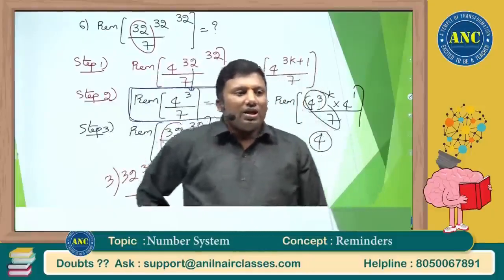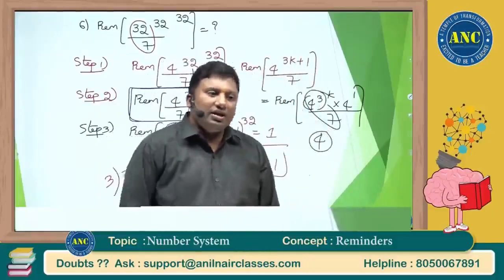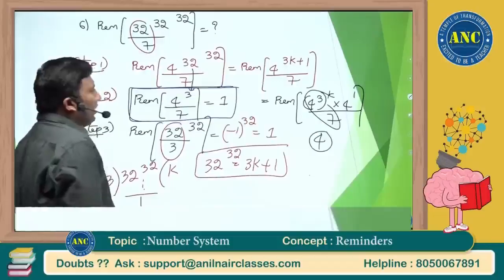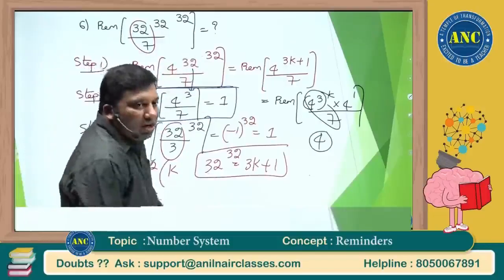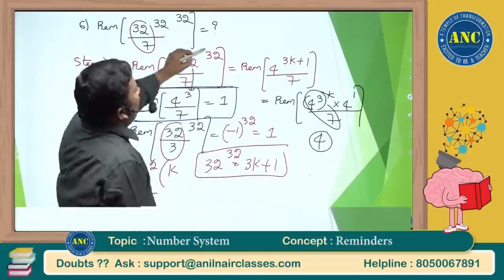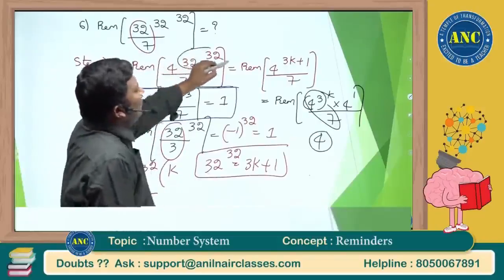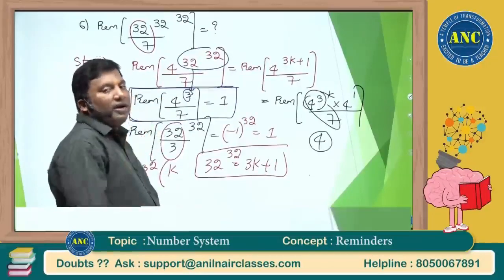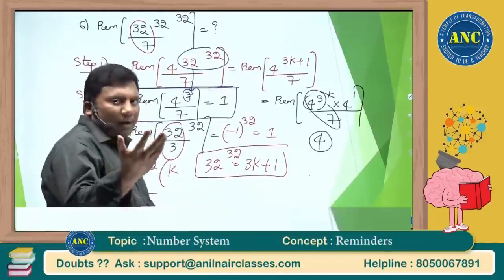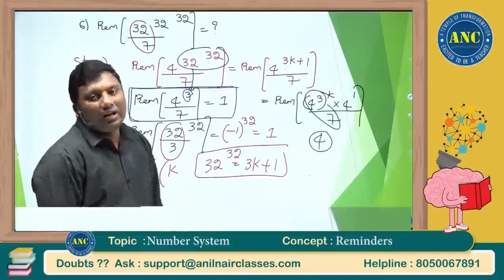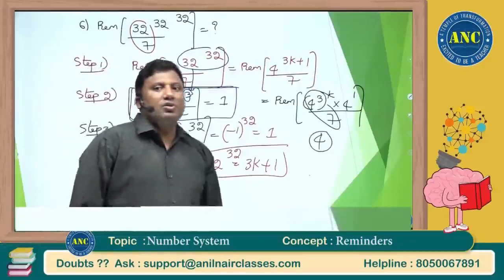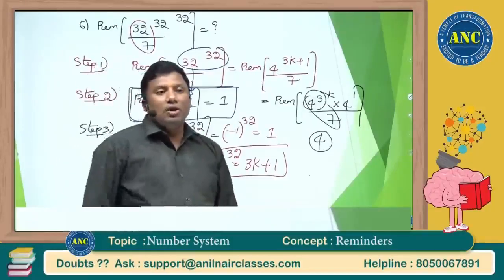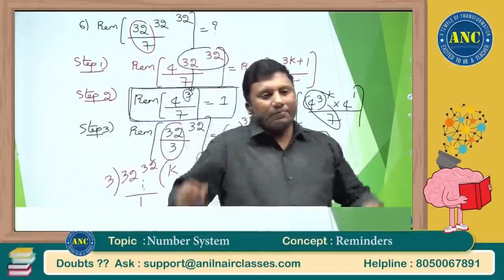Let me see the chart. If any questions are there, then we'll discuss. Why 32 divided by 3? I want to know what is the form of this number when you divide by 3. Any number when you divide by 3, either it will be perfectly divisible by 3, or gives a remainder 1, or gives a remainder 2. So I want to know the form of 32 power 32.